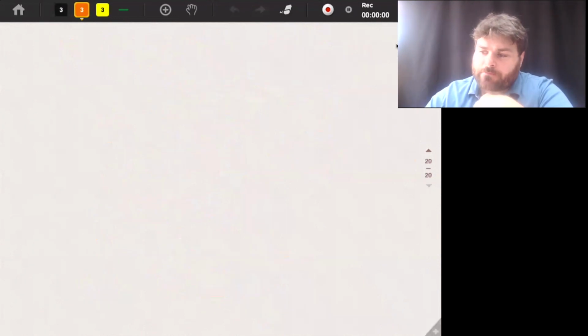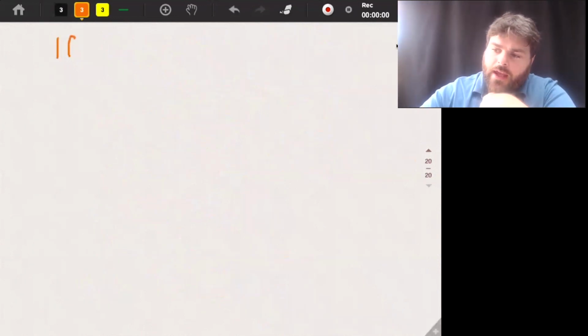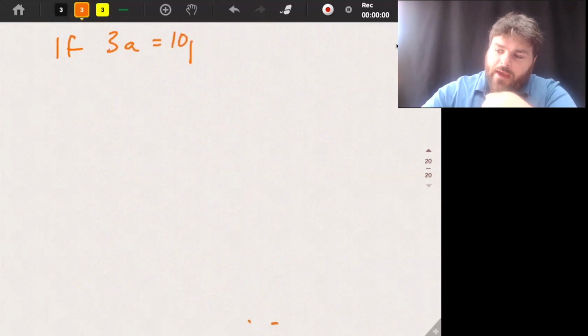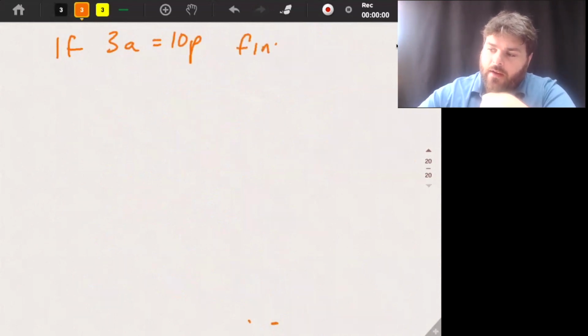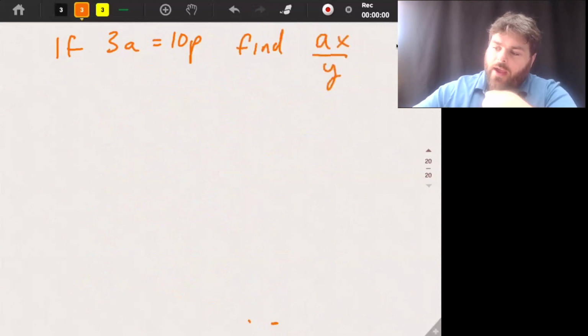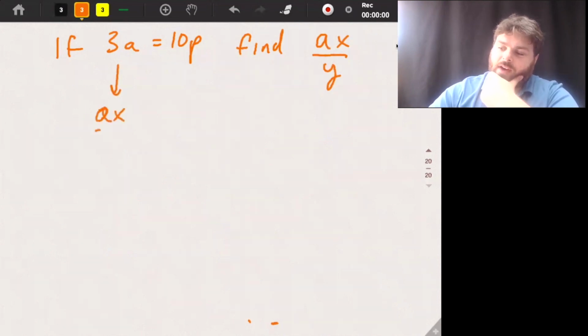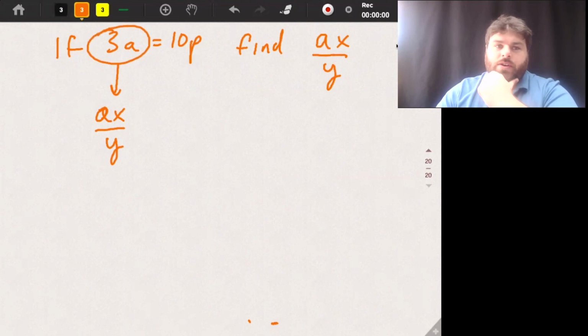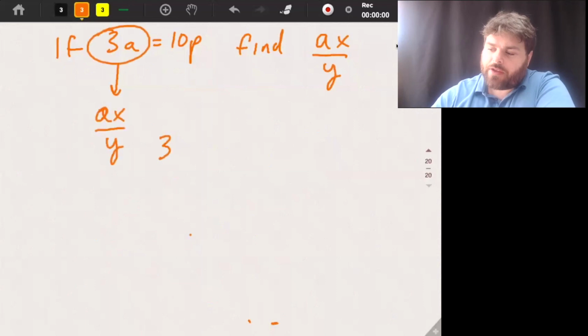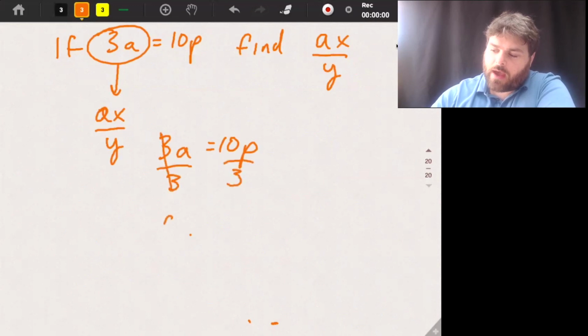So let's look at one more example. All right. If 3a is equal to 10p, then find ax divided by y. So what I want is to change the left side to where it says ax divided by y. I want to manipulate this 3a until it looks like that. So I'm just going to get rid of the 3 first. I can take 3a equals 10p, and I can divide out that 3. That makes the 3 go away. That leaves me with 10p divided by 3.